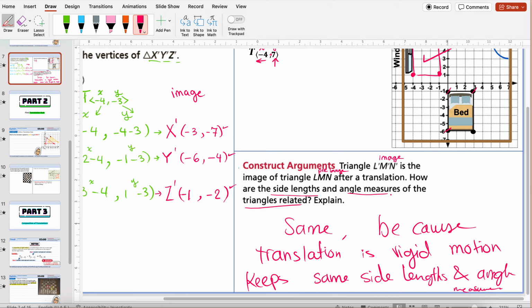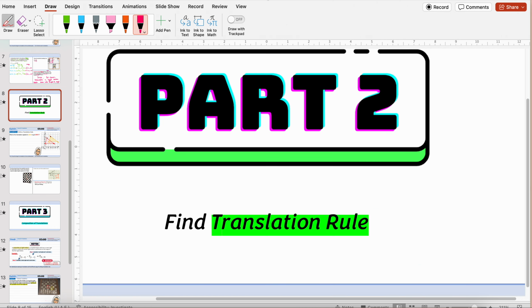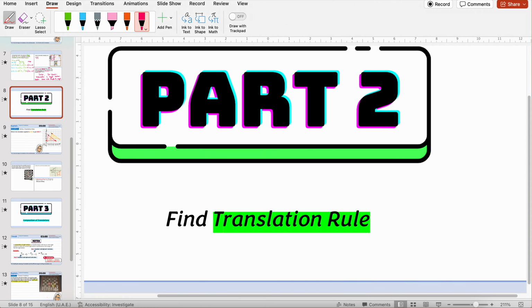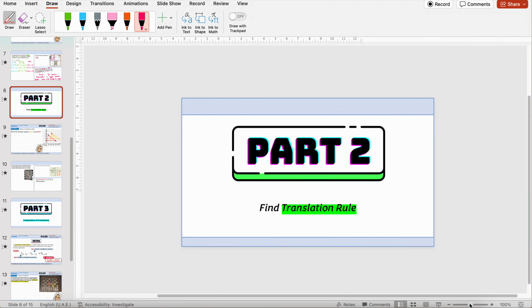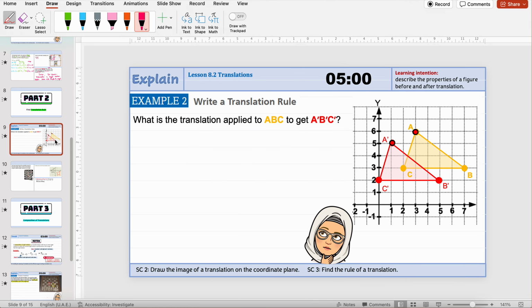Simple and easy, straight to the point. Let's move to part 2. This is much easier. Finding translation rule. How to do it? What if they gave me the shape before and after, the pre and the image? As you can see, ABC is the pre. How did I know? Because it does not have any prime. A prime, C prime, B prime is the image.